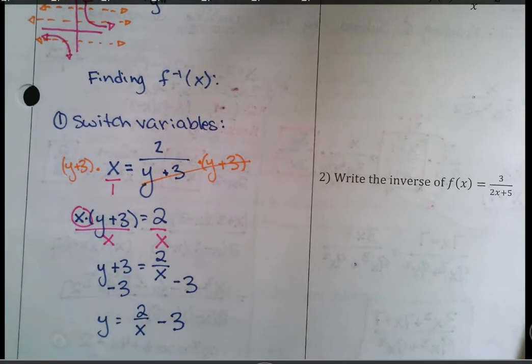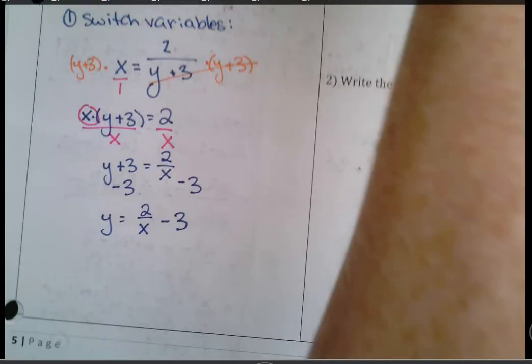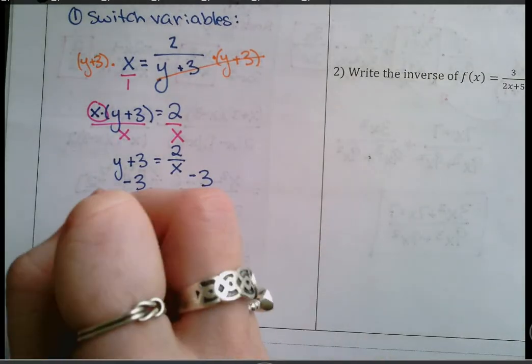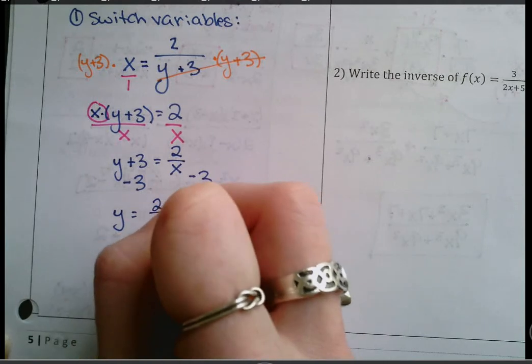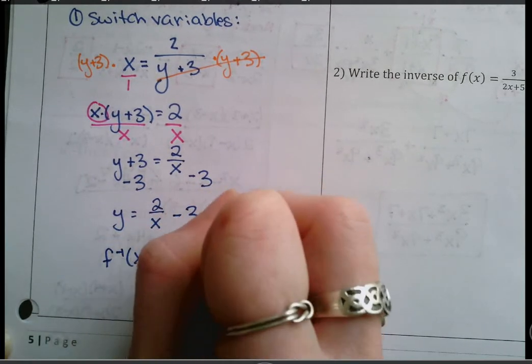Final thing, we write this in our inverse function form, function notation form. f inverse of x is equal to 2 divided by x minus 3.